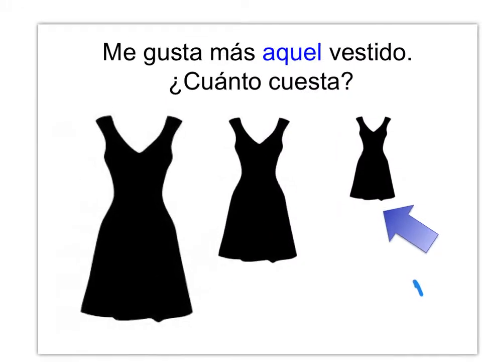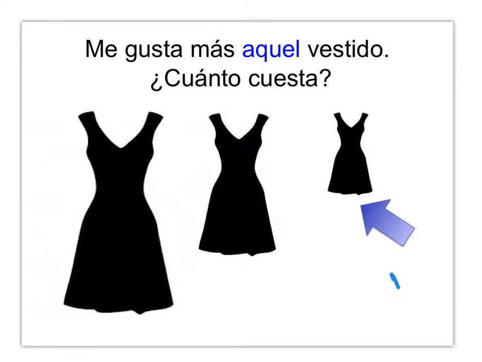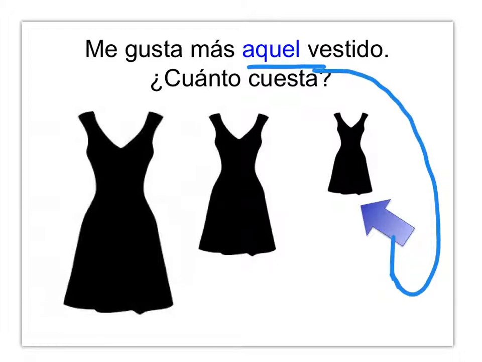Me gusta aquel vestido. Aquel is referring to what? That one, like over there. Because in English, we don't have a clear translation between that and that one. We just add the additional word one onto it. But in Spanish, they use aquel to refer to the one that's furthest away. Okay? Aquel. And aquel is the singular and masculine form.